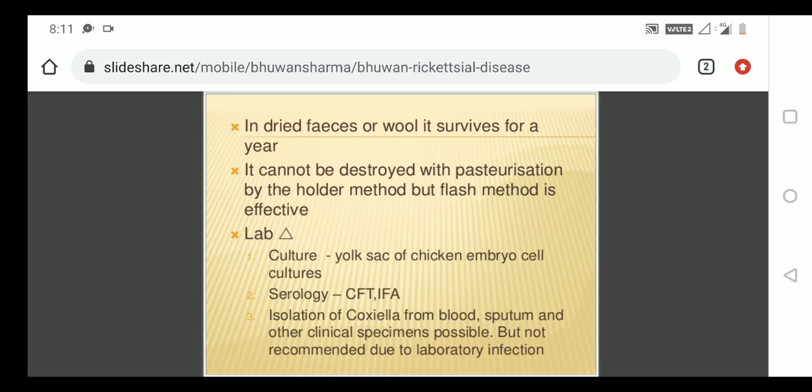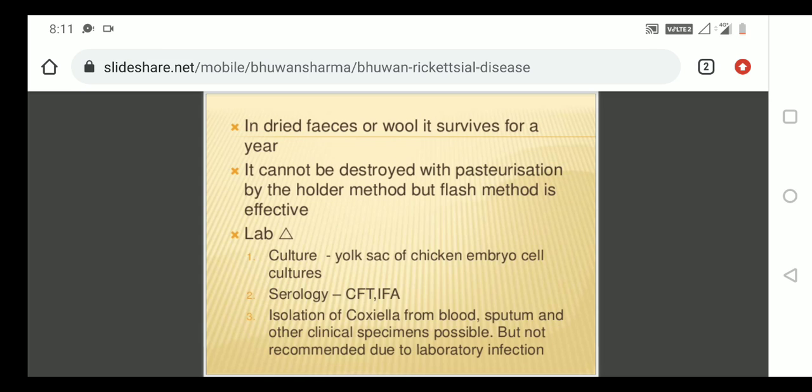For lab investigation, we can do culturing of the yolk sac of chicken embryo cell cultures, and we can do serology. Isolation of Coxiella can be done from blood, sputum, stool, and other specimens also, but it is not recommended due to laboratory infections.